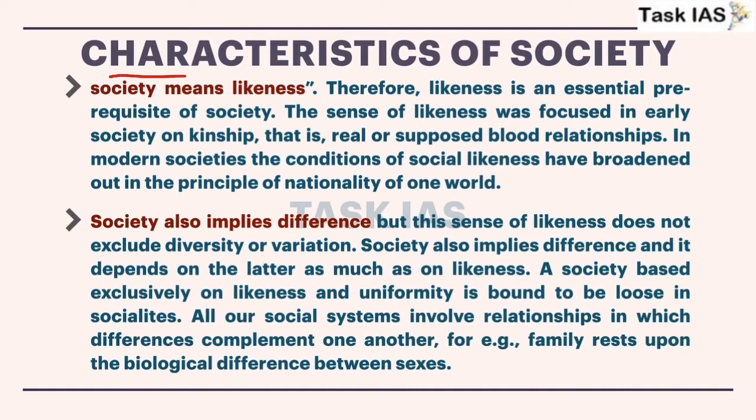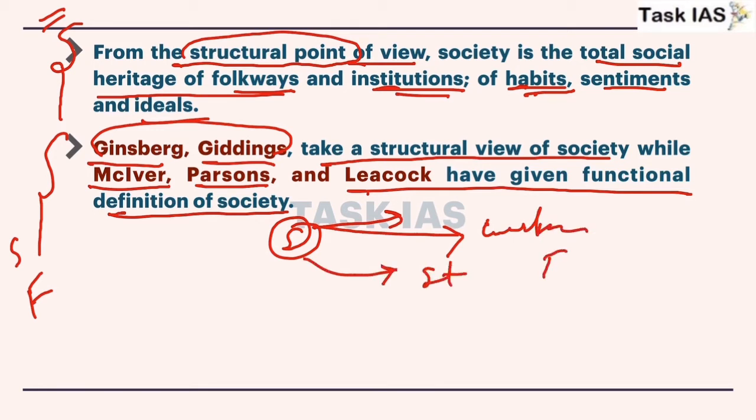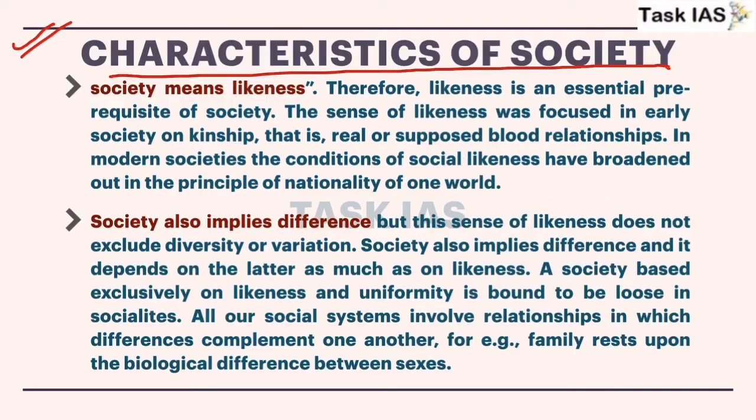Now characteristics of society. So I hope you have understood what society is, and we have defined it in simple words, then later by the definition of Morris Ginsberg, and later we have defined its utility from two perspectives, that is structural and functional. Now characteristics of society, that means what are the features.